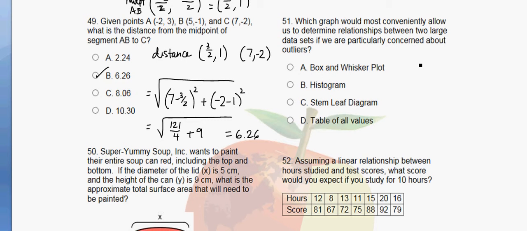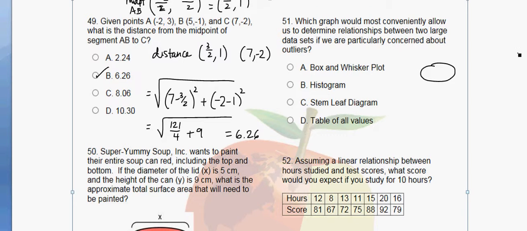Which graph would most conveniently allow us to determine relationships between two large data sets if we are particularly concerned about outliers? Right, so maybe we have a bunch of data that's sort of all clustered over here, and then we've got some very far off outliers. So this is really just making sure you understand the basics of graphing.